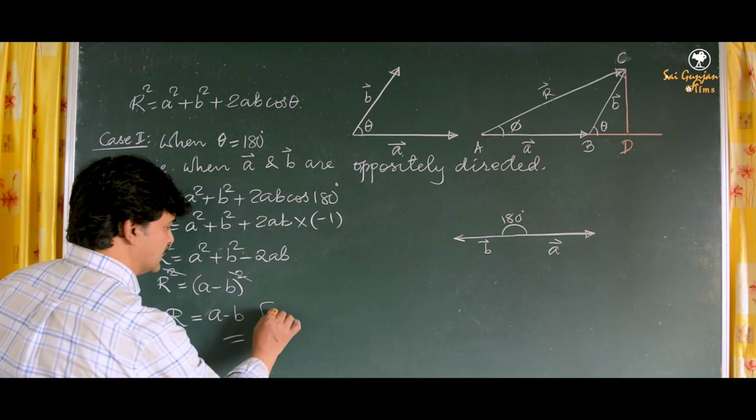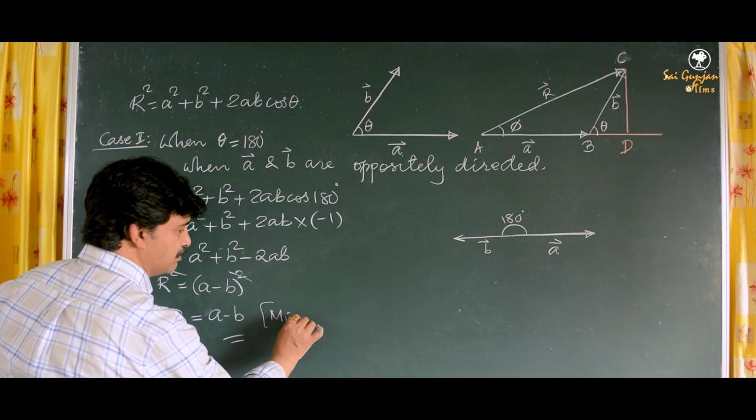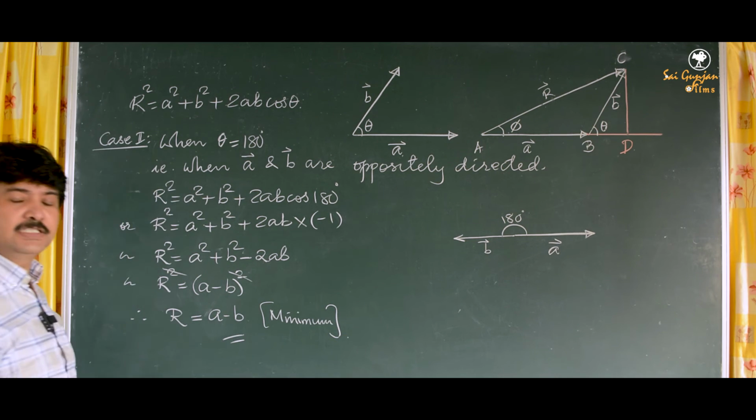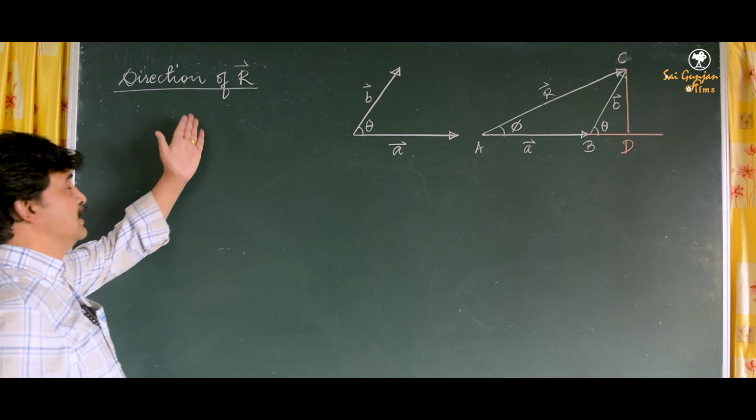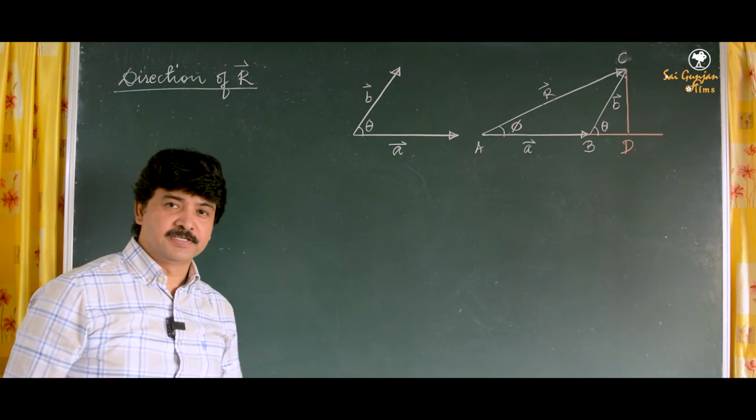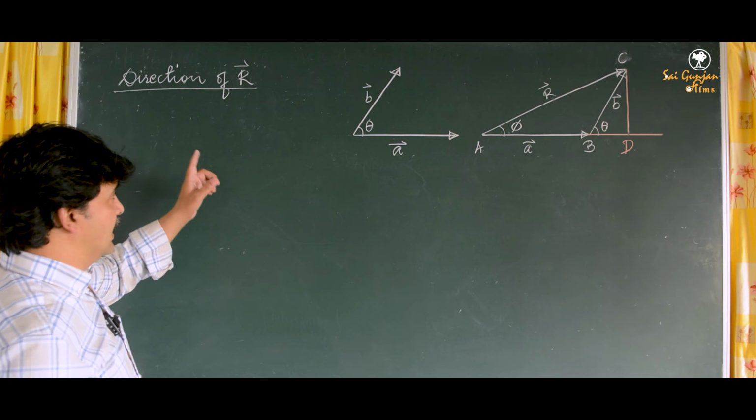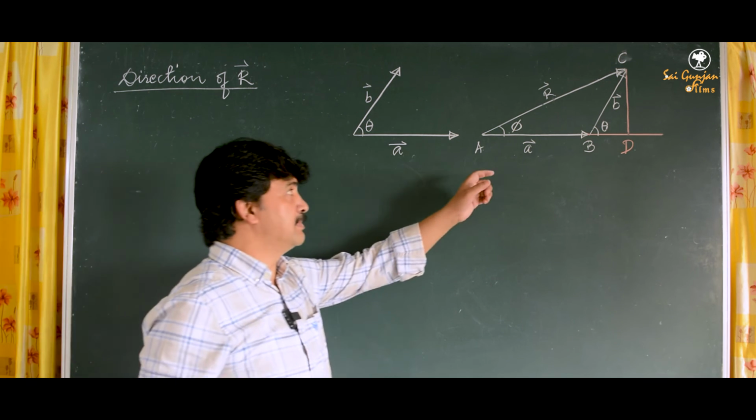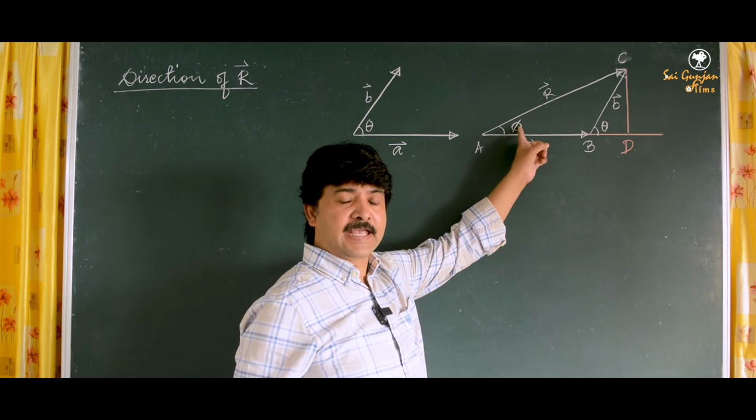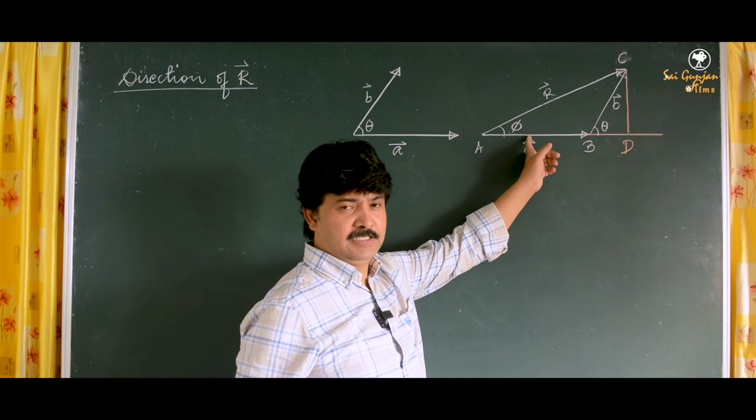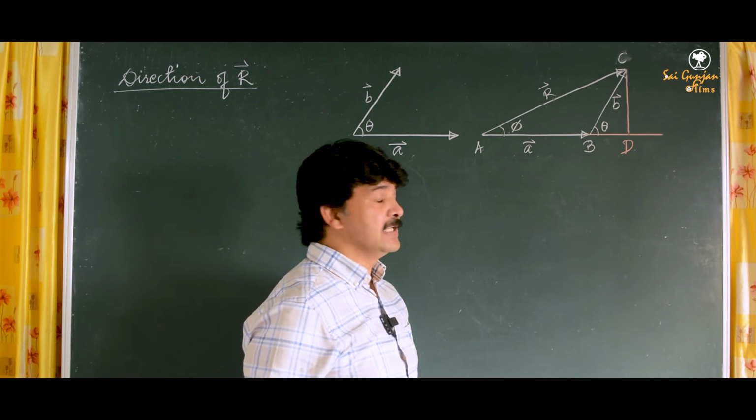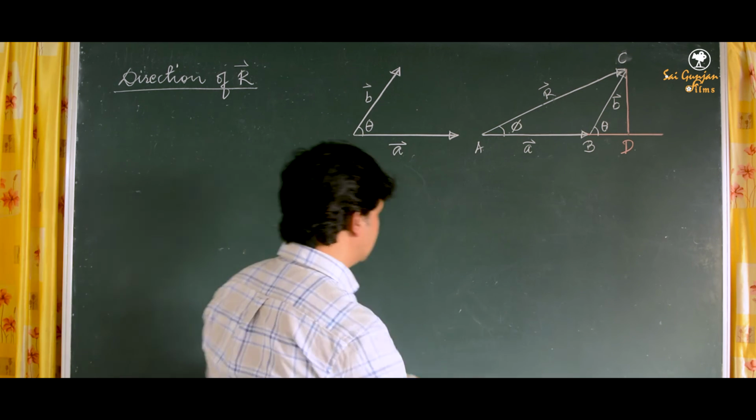And this is the minimum value of the resultant. Direction of R. Now I told you before also, no? The direction of R is given by the value of this angle phi. Okay, let's see how the value of this angle phi will tell us about the direction of R.